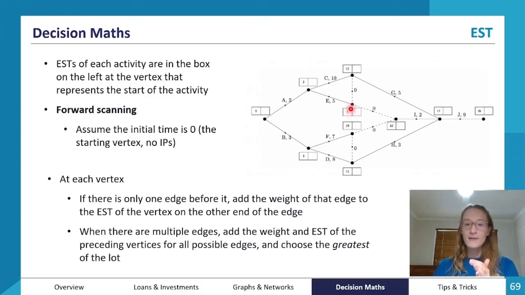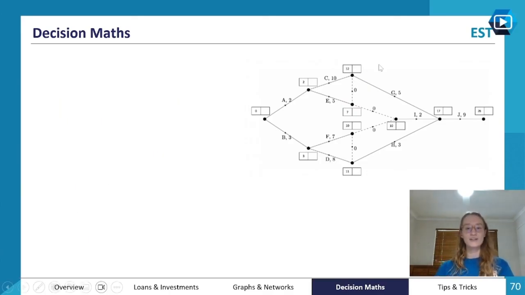But then if we come across up here, well, technically we could be here by 7 hours, but because it's going to take us 12 hours to get A and then C done, then we know that the earliest time we can start G is actually going to be after 12 hours into the project. So when we do forward scanning, we always choose the biggest number because we're always going to be held up by the task that takes the longest.